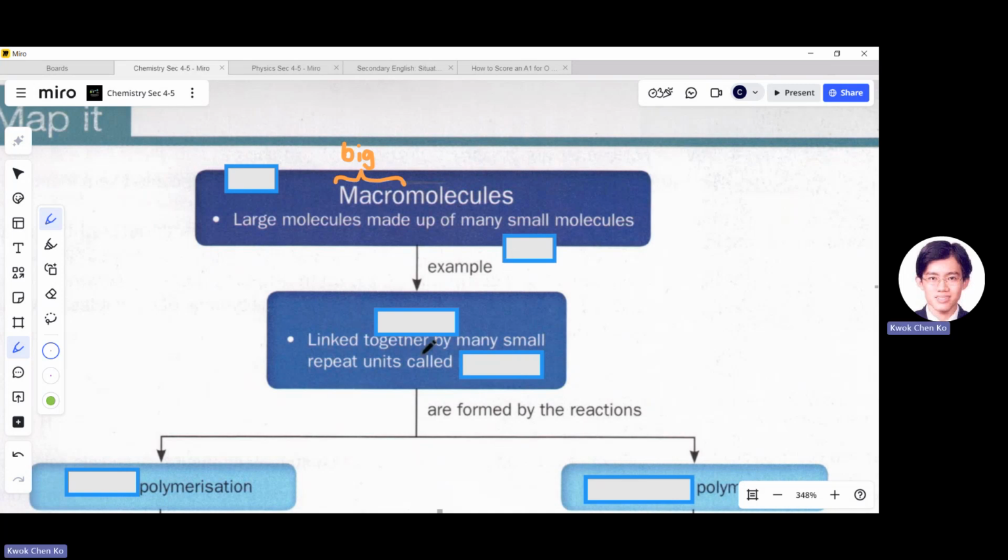Okay, next one, Ethan. What are linked together? No, this blank here is what are linked together by many small repeat units called. Okay, the word here is polymers. So what are the repeat units called? Yeah, monomers. I mean, technically they are not the same, but it's as close an answer as can be found.